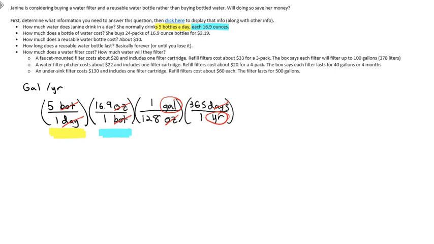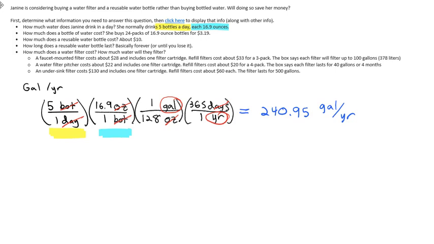So with that, we're ready to multiply this out. And when we multiply this all out on our calculator, we'll end up with 240.95 gallons per year that she is drinking. So now let's see if we can figure out which one of the filter options is the best.